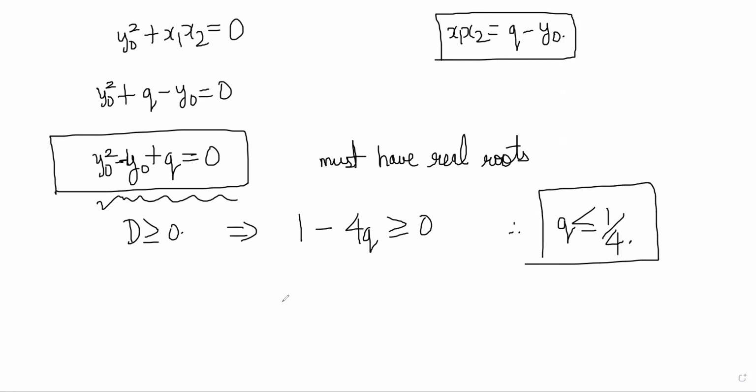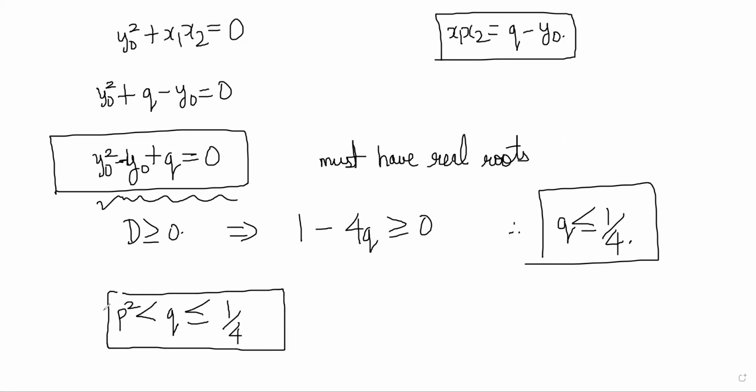And remember that we have already gotten earlier that p square is less than q, right? So we got p square is less than q earlier, and now we got q is less than or equal to 1 by 4. So we have proved the condition that was asked in the problem, right? We have already gotten the whole proof.